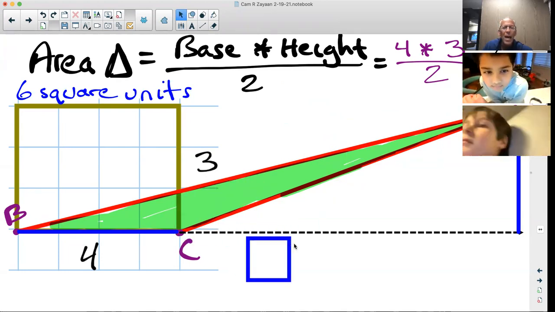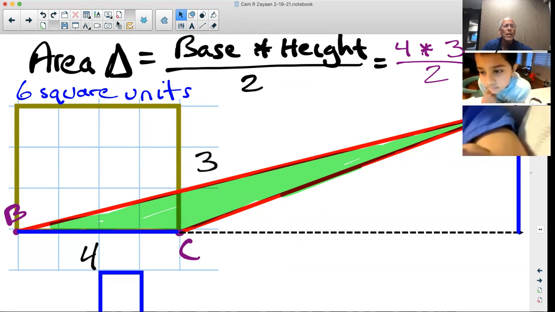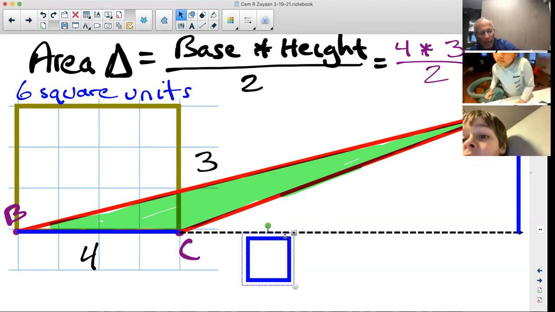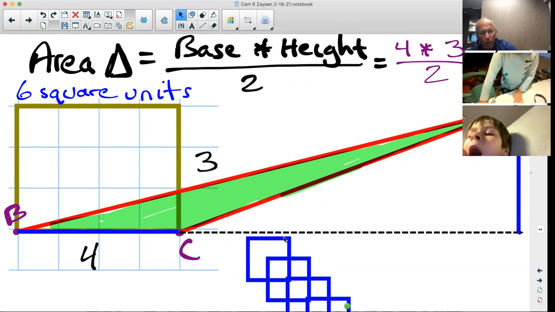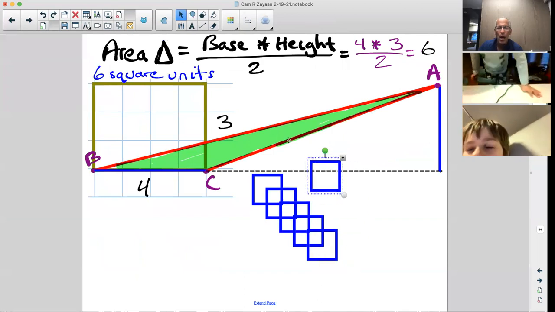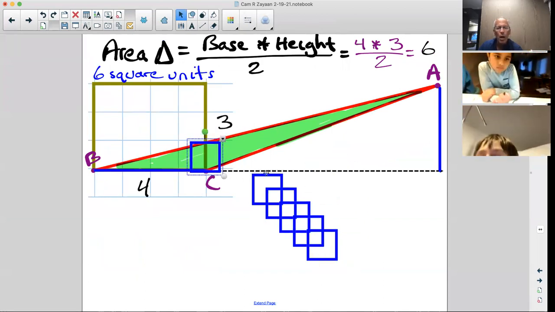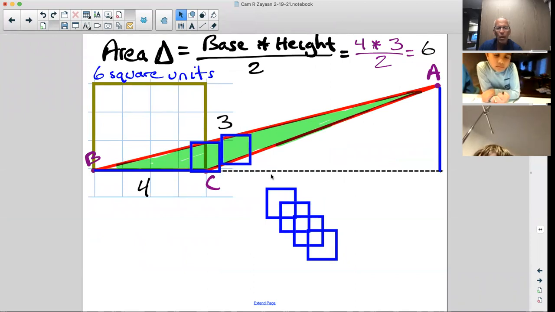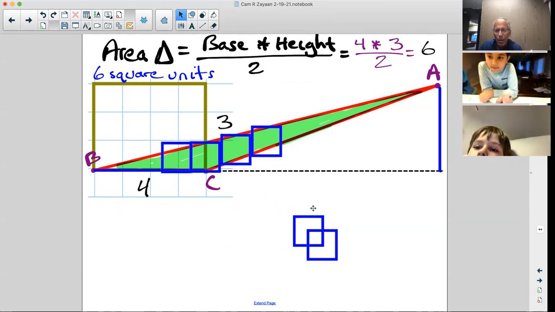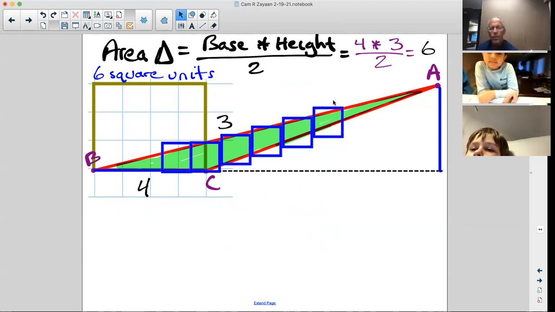What's kind of fun to do is to have those squares. Watch this, guys. I'm just going to replicate 1, 2, 3, 4, 5. Look what I'm going to do, boys. I'm going to put 6 of them up against the triangle. Clearly not one of them fits inside, but they all together will make up the 6 square units. You guys like that?